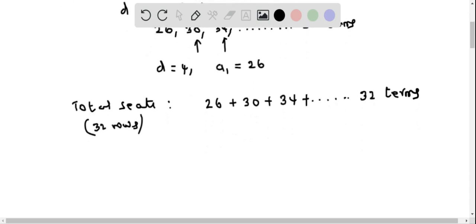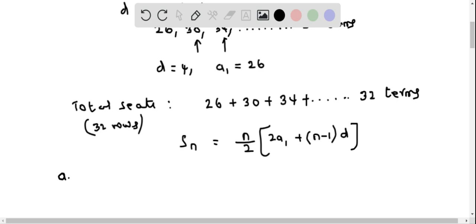And here, to find the sum of this arithmetic series, we can use the sum formula, that is Sn equals n by 2 times (2a1 plus (n minus 1) times d). Here a1 is the first term, d is the common difference, and n is the number of terms.